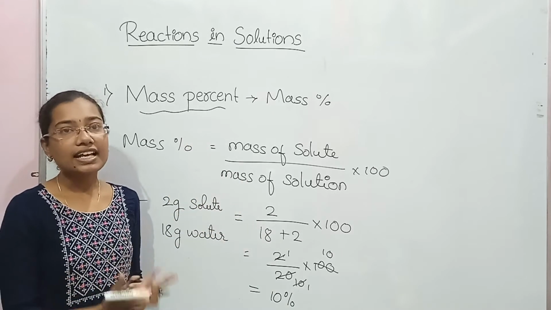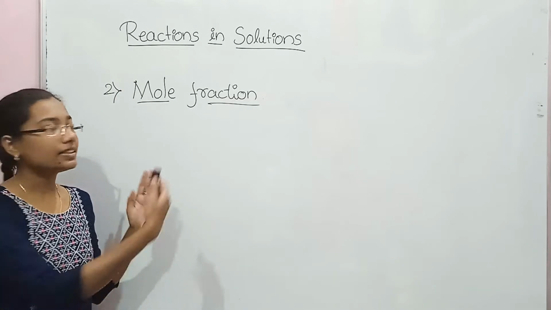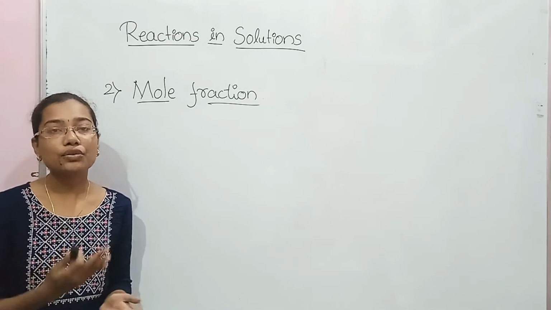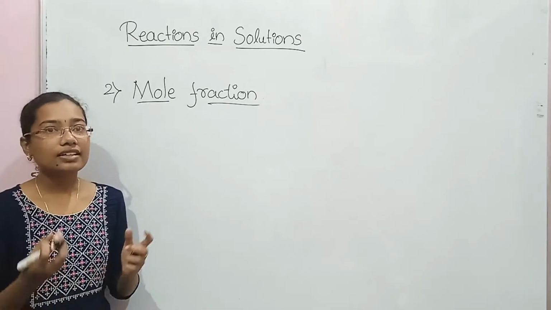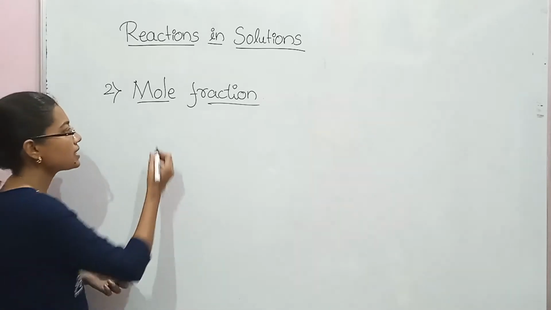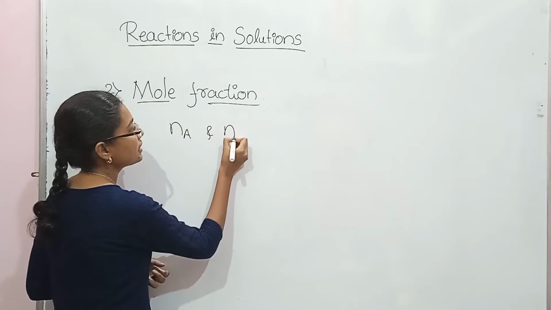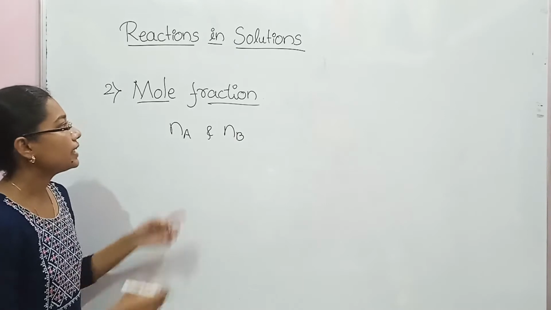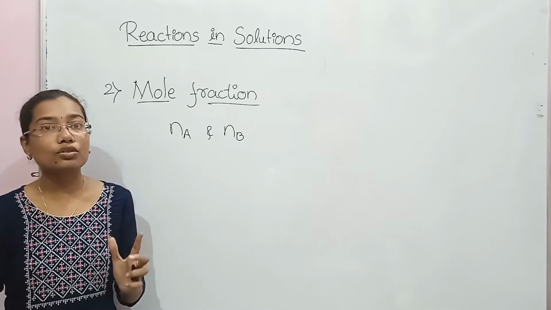Okay. We'll see the next one, that is mole fraction. Second one is mole fraction. It is nothing but the ratio of the number of moles of solute or the component present to the total number of moles of solution. For example, you take A. A is the substance which is dissolved in B. So their numbers of moles are expressed like Na, this is the number of moles of A, and Nb, this is the number of moles of substance B. Okay. It is the ratio of the number of moles of solute to the total number of moles of solution.